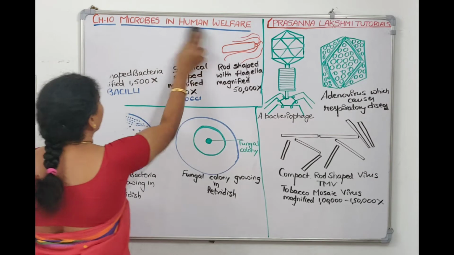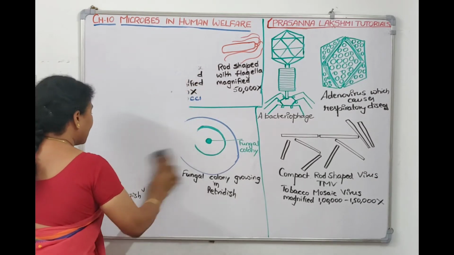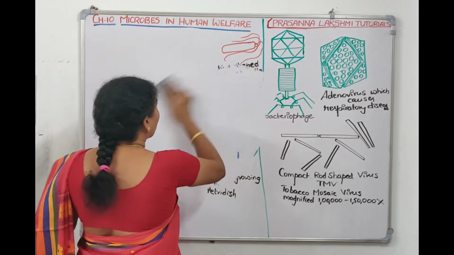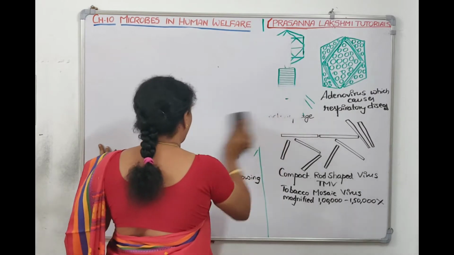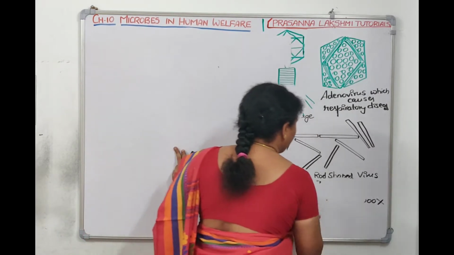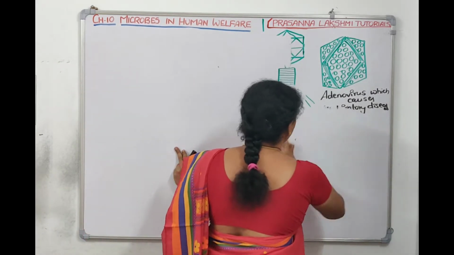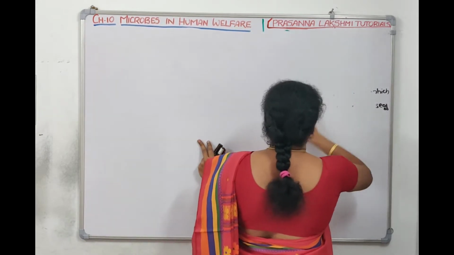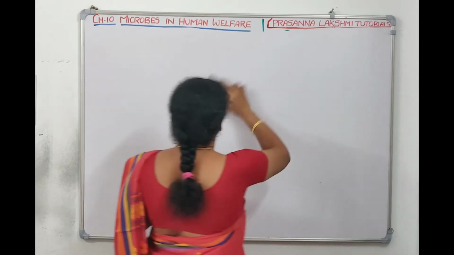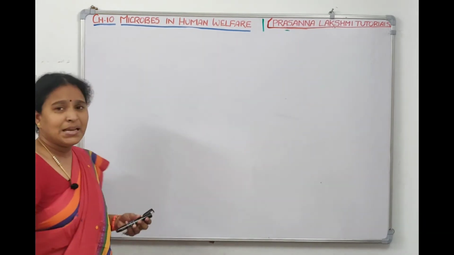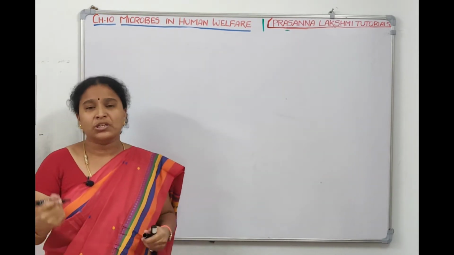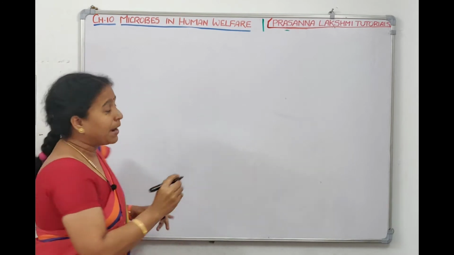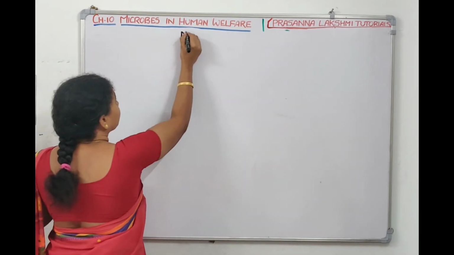Now let us discuss microorganisms in household products. What are the microorganisms and what products do they prepare which we use in our normal household activities? Under that, so many examples are there. We will list them one by one and see. This is an easy chapter, so it should be a scoring chapter for you, right?